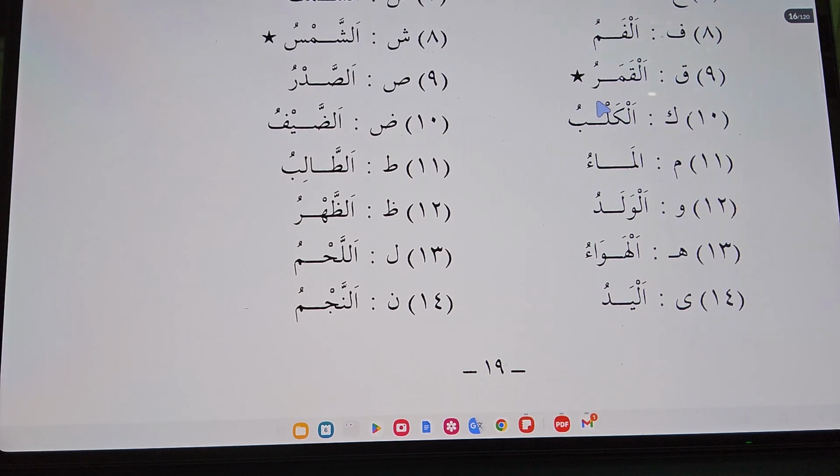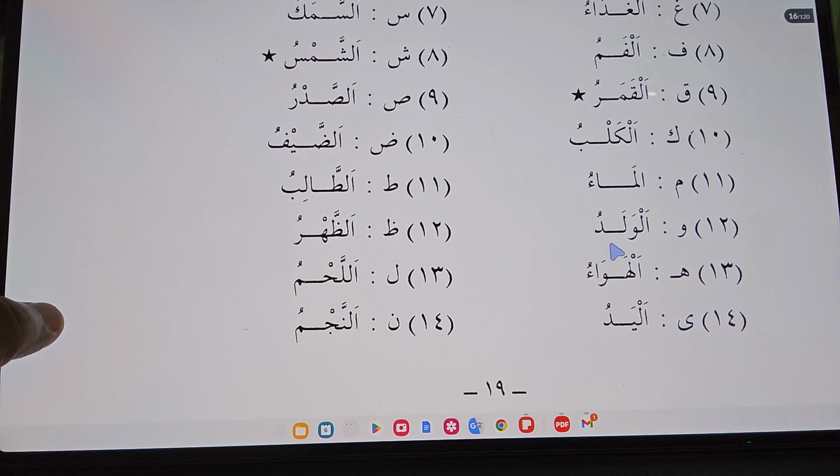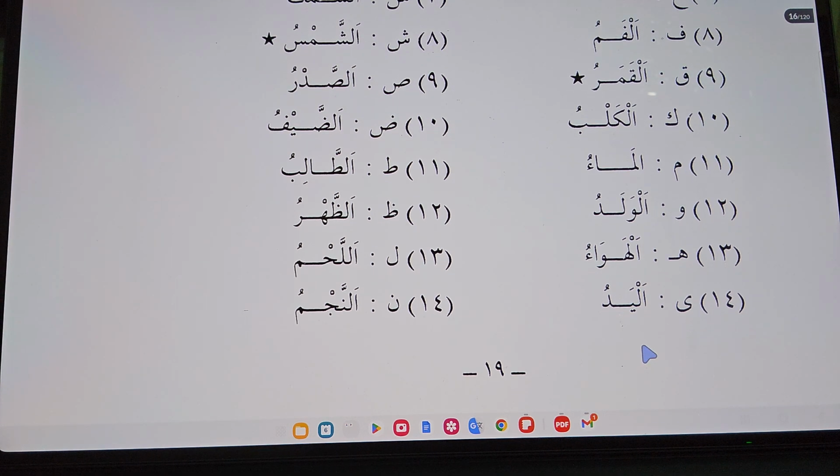Tamam, Akhana, continue. Did you read this? Al-Qamaru, tamam. Al-Kalbu. طيب. الماء. طيب. الولد. طيب. الهواء. طيب. اليد. اليد, mashallah. طيب. Did you understand the difference between حروف قمرية وشمسية, Akhana Yasin?